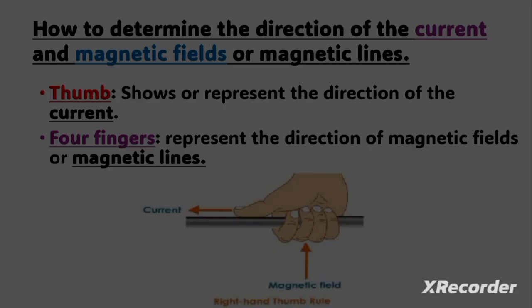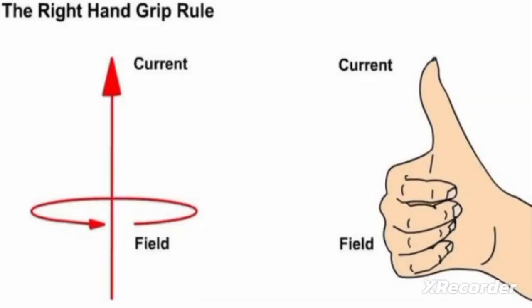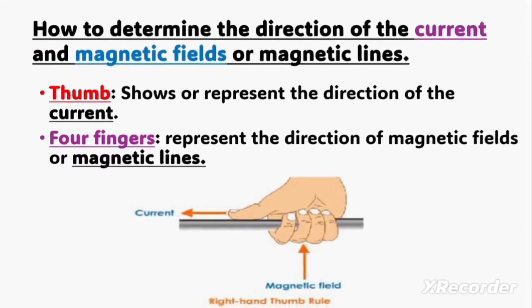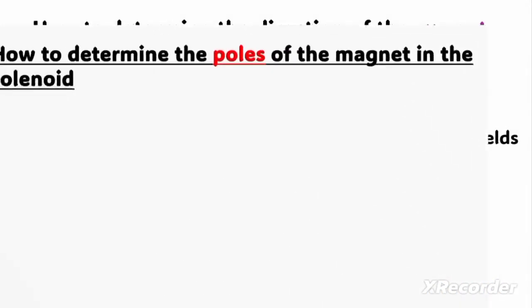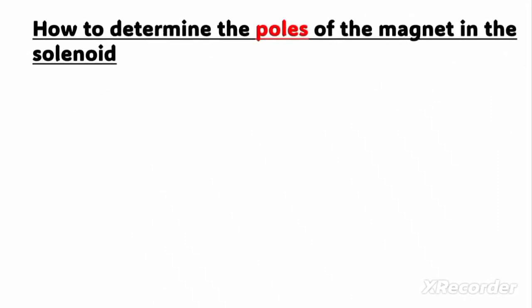We are also going to look at this diagram here. We can see that where the thumb is pointing shows the direction of the current, and where the remaining four fingers are pointing shows the magnetic field. Now let us shift to the next scenario. We are also going to look at how we can determine the poles of the magnet in the solenoid.